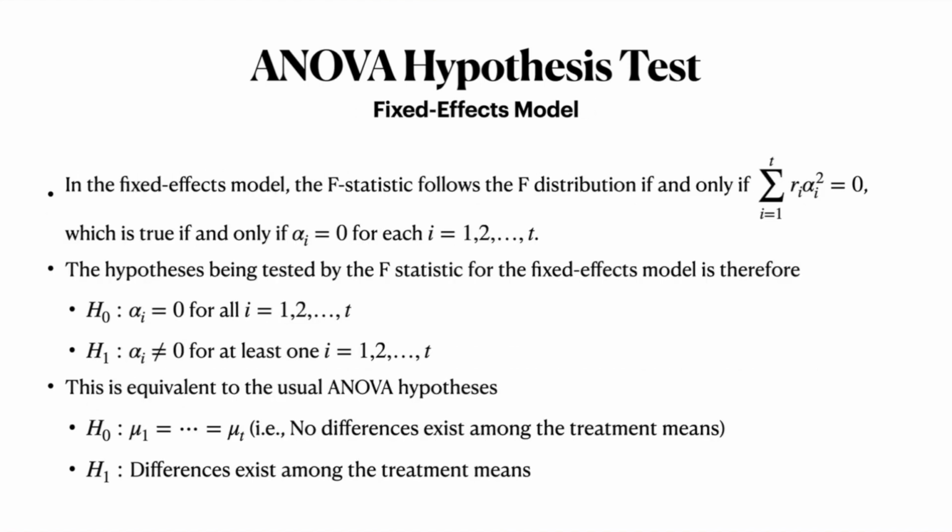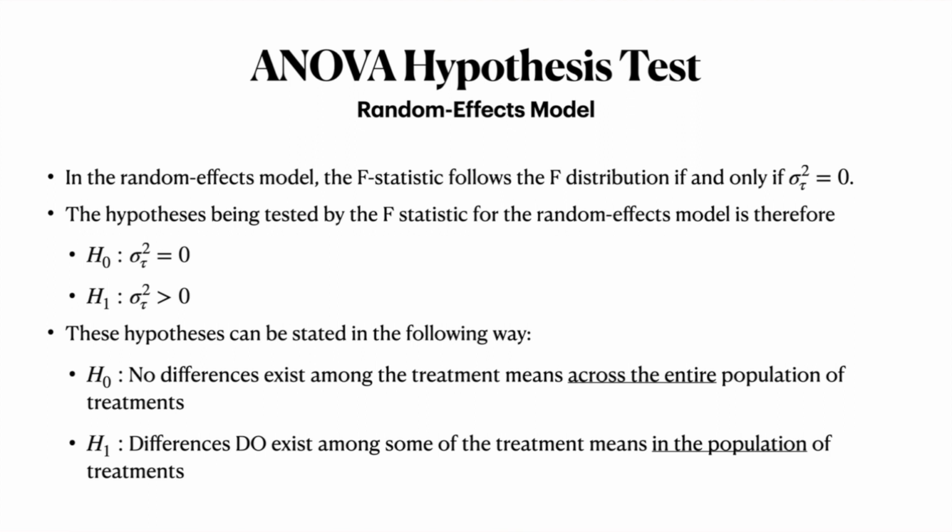So if we scroll back to the previous slide, you can see the verbal descriptions, the interpretations of these hypotheses, are very similar. Again, for the fixed effects model, the null hypothesis is that there are no differences among the treatment means in this particular experiment because they're fixed effects, against the alternative hypothesis that differences do exist among the treatment means for the treatments used in this experiment. On the other hand, for the random effects model, the null hypothesis is that no differences exist among the treatment means across the entire population of treatments, against the alternative hypothesis that says differences do exist among some of the treatment means in the population of treatments. So again, we're getting a sense that we're making an inference not just to the treatments used in the experiment, but to the entire population of treatments from which the treatments that were used in the experiment were selected.